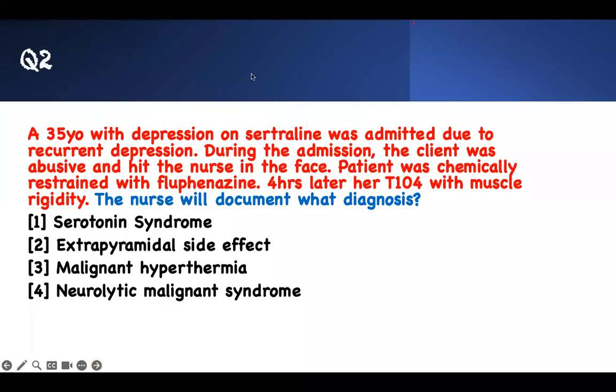Number 2, right? Read from the back. The nurse will document what diagnosis? So, diagnosis. A 35-year-old with depression on sertraline was admitted due to recurrent depression. During the admission, the client was abusive and hit the nurse in the face. We have a problem, abusive patient. The patient was chemically restrained with fluphenazine. You have to recognize this medication, fluphenazine. 4 hours later, patient temperature is 104, with muscle rigidity. What is your diagnosis?